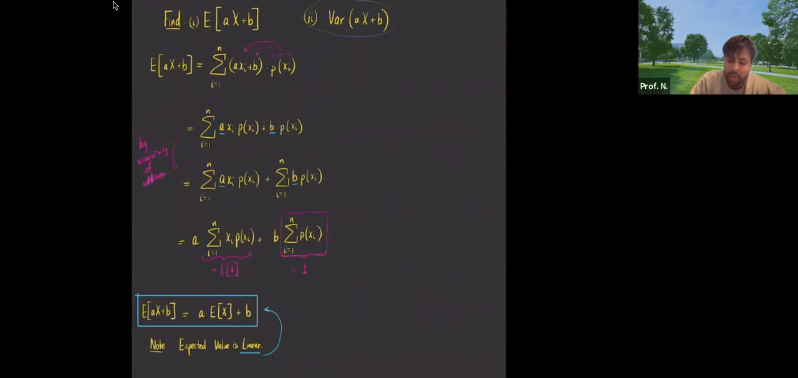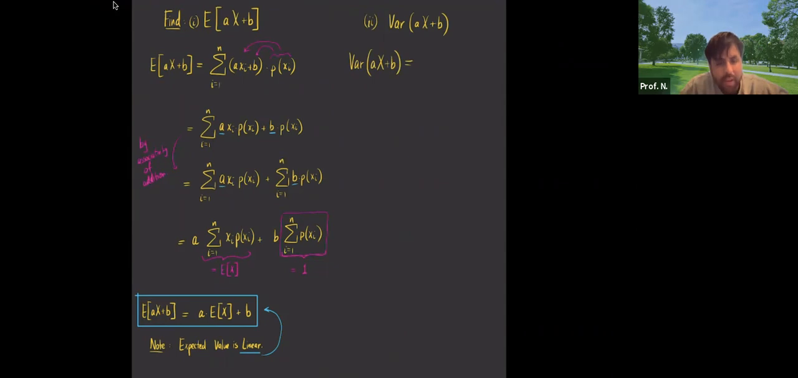Now, what would happen if I find the variance? So this is a new thing that we're dealing with, right? What is the variance of ax plus b? Do you think that the variance will also be a times the variance of x plus b? And I'll say that it's actually not. So the variance is a little bit different from expected value. It's not going to be a linear characteristic.